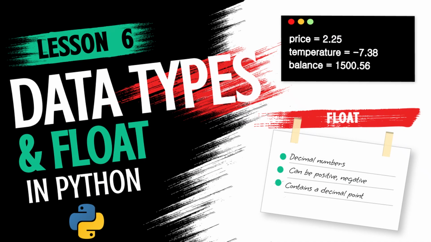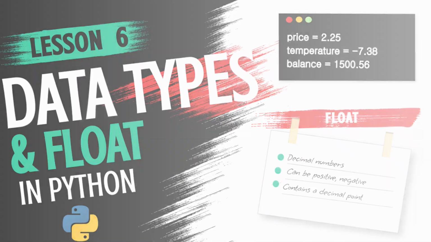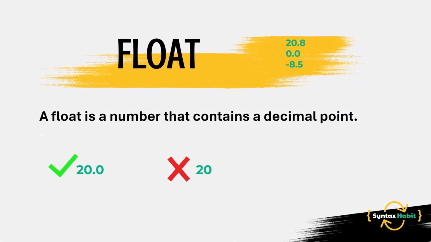We've now covered strings and integers, so there are just two basic data types left to learn. Today we will be looking at floats. A float is a number that contains a decimal point. In some programming languages, this data type is called a real number, but in Python it's called a float, which is short for floating point number.